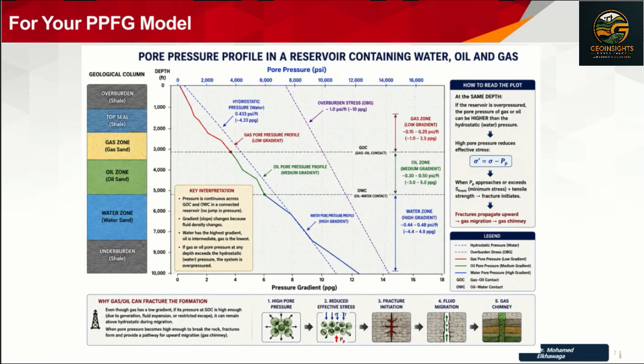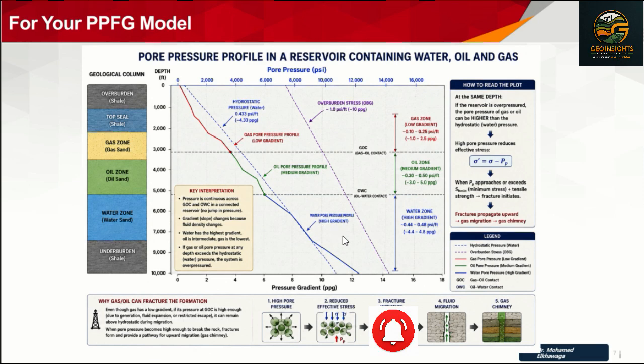Now, let's look at the pore pressure profile in a reservoir containing water, oil, and gas. The first important point is that the pressure gradient is different for each fluid. Water has the highest pressure gradient. Oil has an intermediate gradient, while gas has the lowest gradient because of its much lower density.